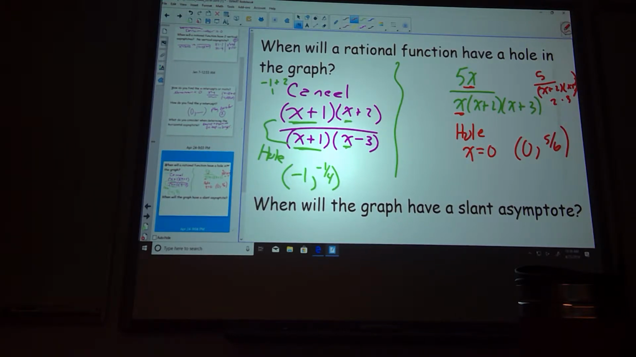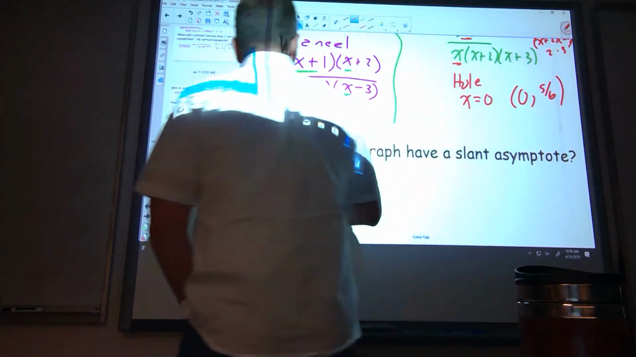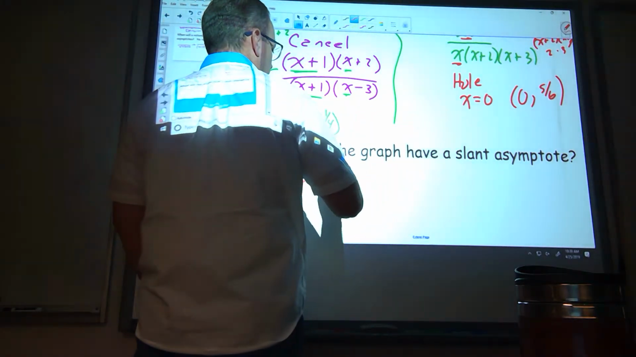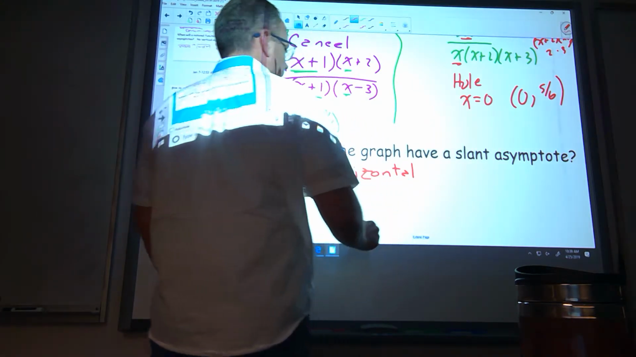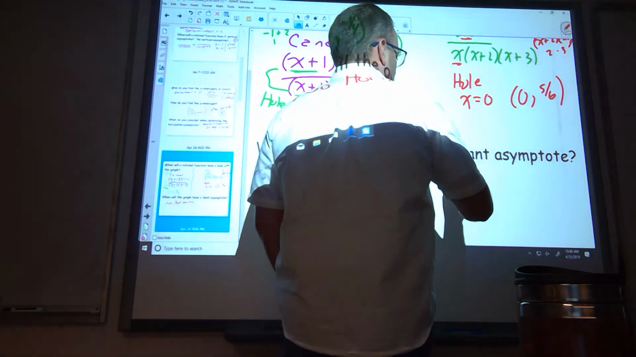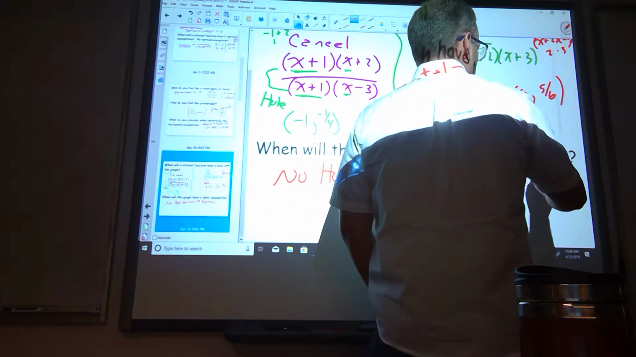When will the graph have a slant asymptote? When you have no horizontal. So no horizontal. When the top is bigger than the bottom. So no horizontal, and then the degree, or exponent, on top is larger.